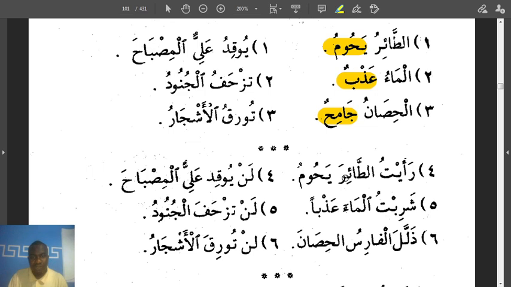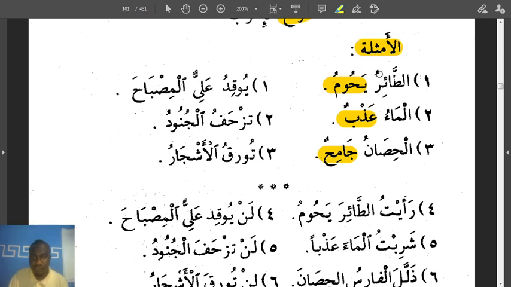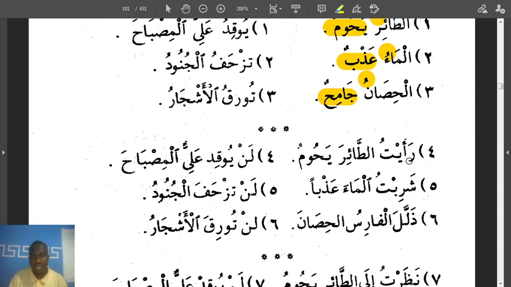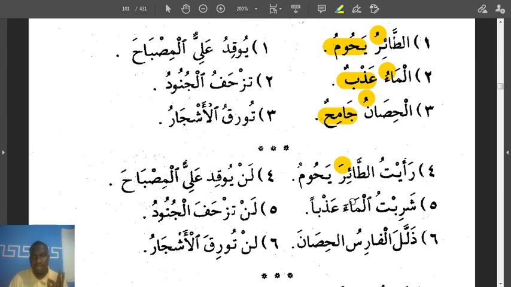Ra'aytu A.Y.T.A. So as we are going, you can be noting the difference yourself. You realize that here is Dhamma, and then we have Al-Ma'u Dhamma, and then we have Al-Hisanu Dhamma. Then we come here, he says, Ra'aytu, I saw A.Y.T.A. Realize that A.Y.T.A from Dhamma here has become Fatha. Ra'aytu A.Y.T.A yahumu. I saw the bird hovering.